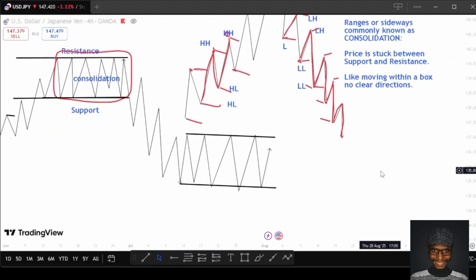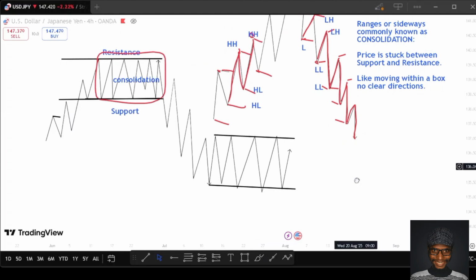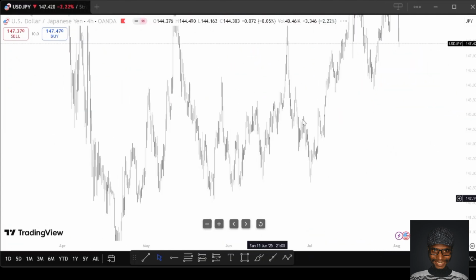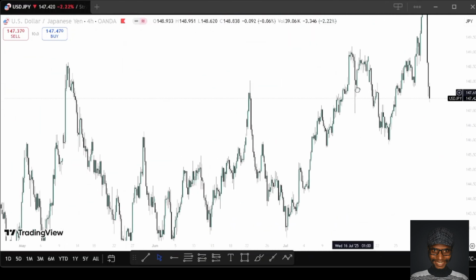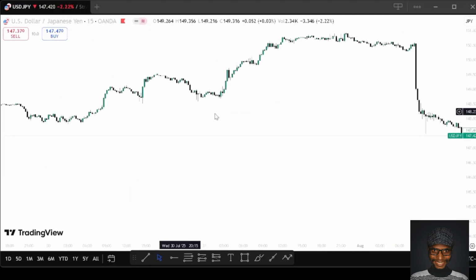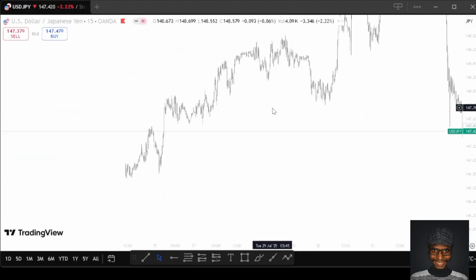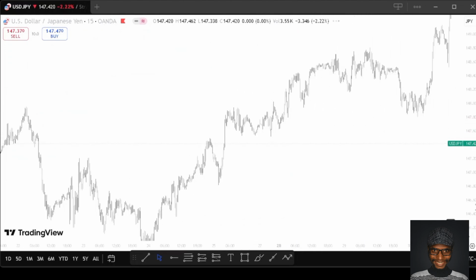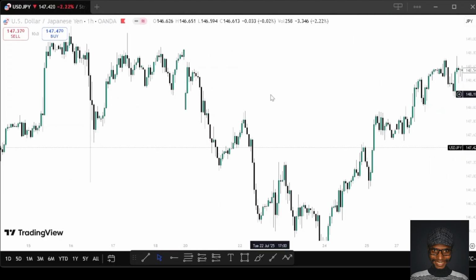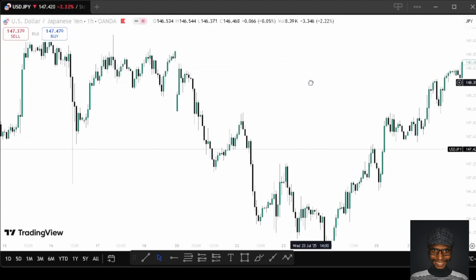That is the basics of market structure. So if you want to read it, you are best going with 1 hour or 15 minutes. This is the basic of market structure, and let's identify it using real time. Let me go to 15 minutes. Let's use the real time. Or let me go higher to avoid noise and everything. Okay, look here. I'll give you the range.